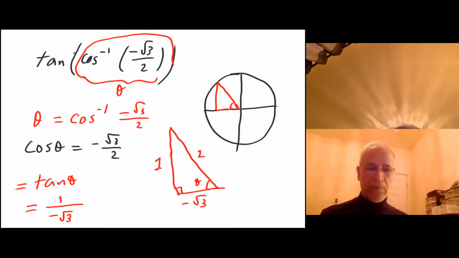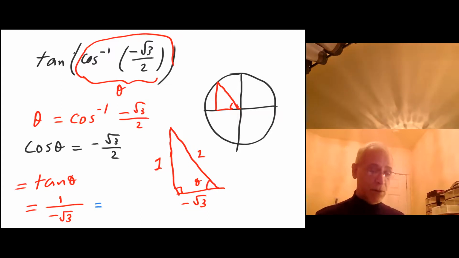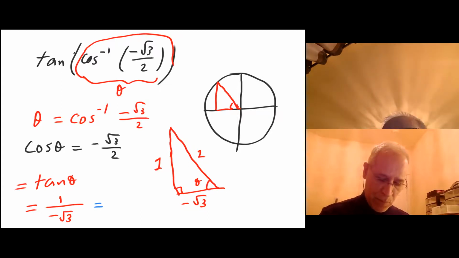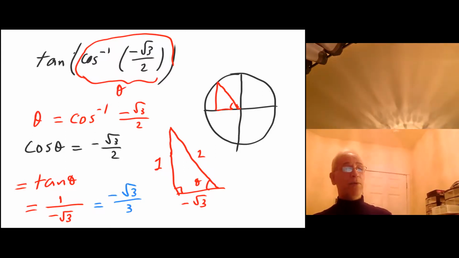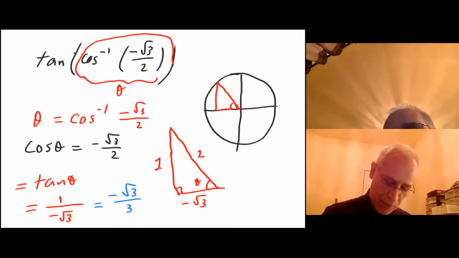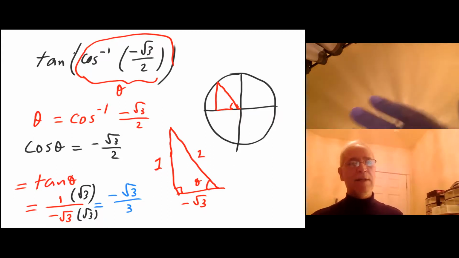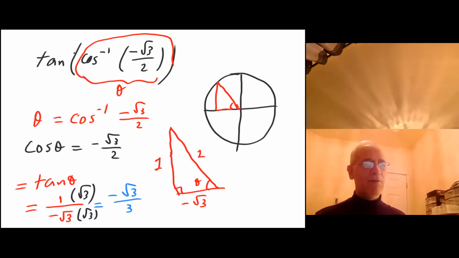And if I rationalize the denominator, I'm going to have minus root 3 over 3. What I did was multiply the top and bottom of 1 over negative root 3 by square root of 3 to rationalize the denominator. Let me write that. I multiply this by square root of 3, and I multiply this by square root of 3. The negative sign doesn't matter. It's conventional that we put it on the top or on the side.